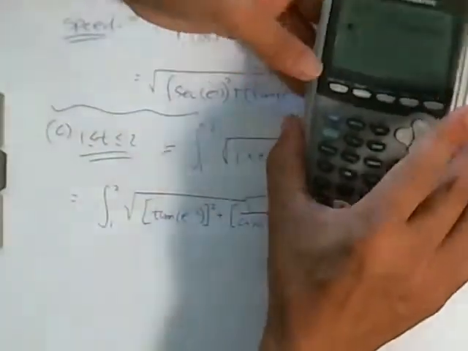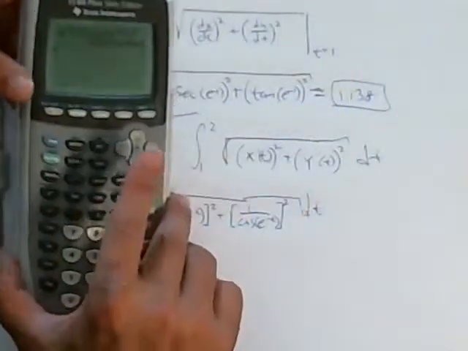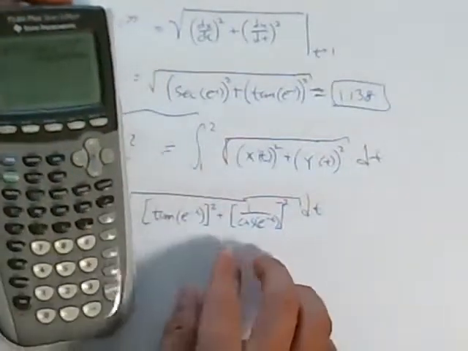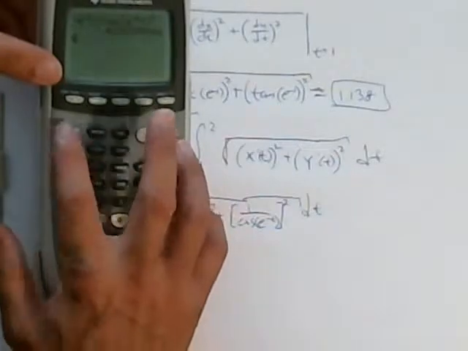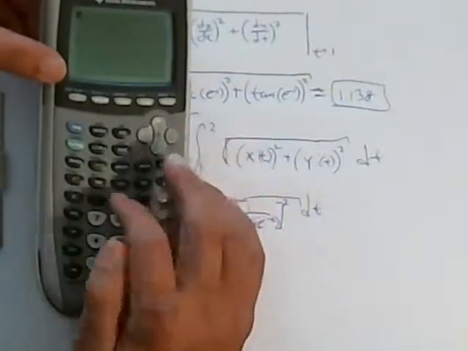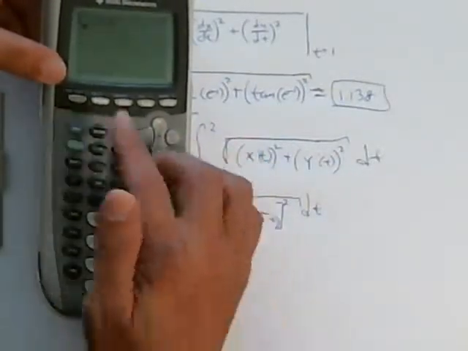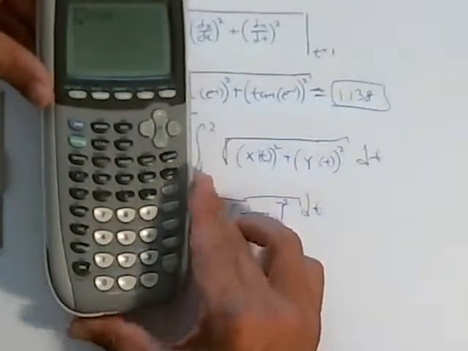And this is going to take a little bit of time, and you have to be very, very careful when you're using this calculator. So let's see if you can do this as fast as possible. First, you go to math and then press number 9. That's a shortcut to get to the integral.